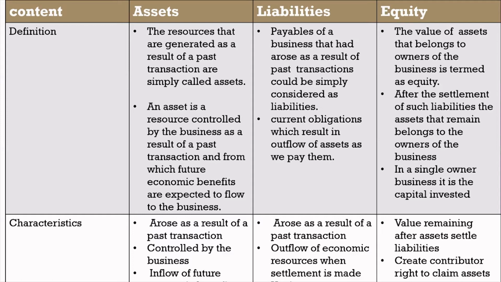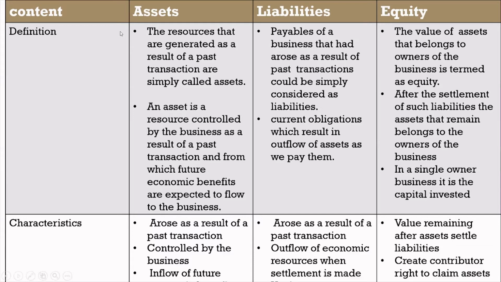Now let's go towards the characteristics of assets. So assets have 3 basic characteristics. First one is it has arisen as a result of a past transaction and it is controlled by the business and there's an inflow of future economic benefits, right? The words economic benefits are missing here. Please write that there's an inflow of future economic benefits.